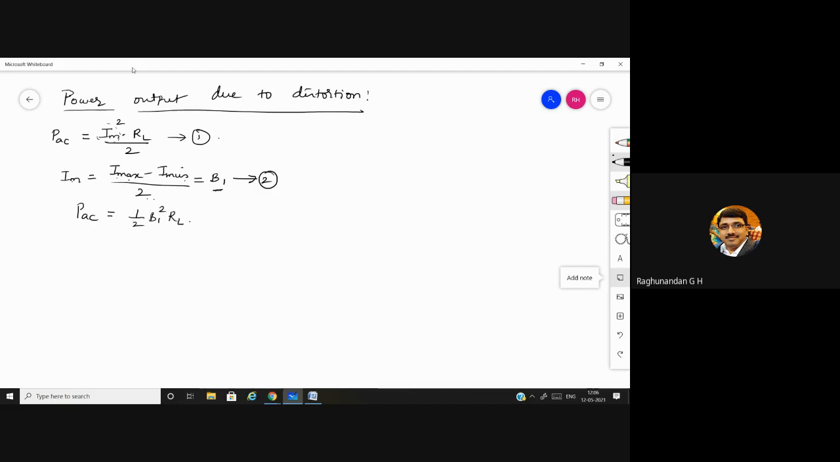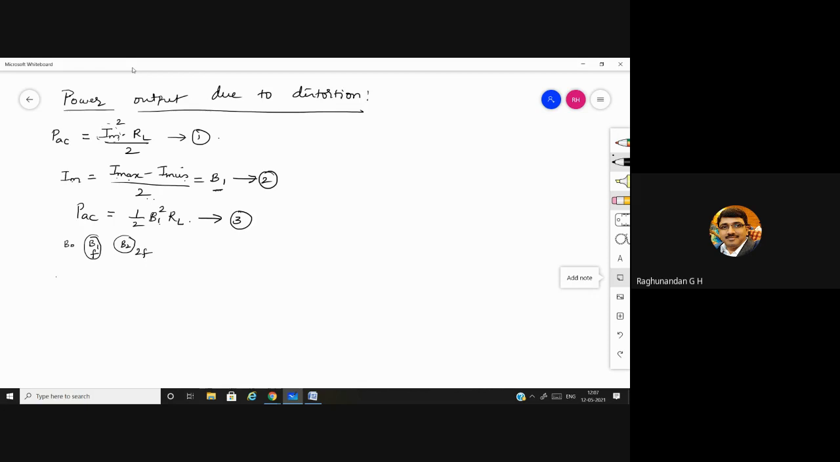Is this B1 related to the fundamental frequency or the harmonic frequency? It is the fundamental frequency, because among B0, B1, B2, B2 has 2F and B1 has F. So this is the fundamental frequency. That means this is our pure AC signal which we expect to get. B2 is the harmonic component, and B1 is our fundamental frequency component.